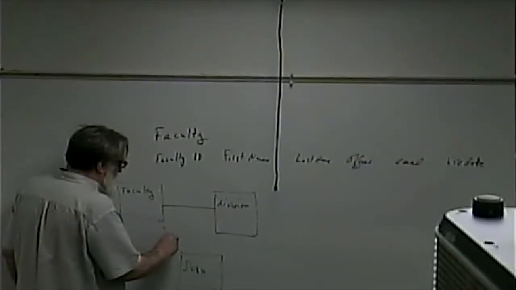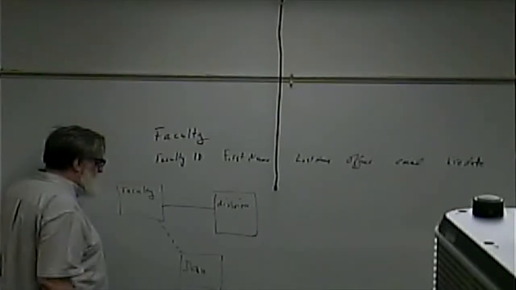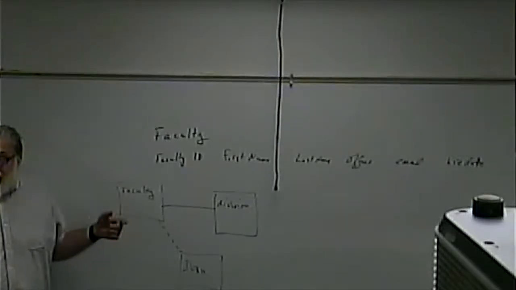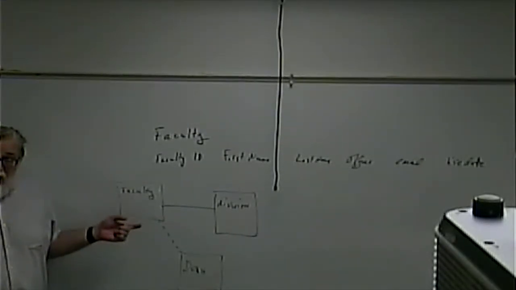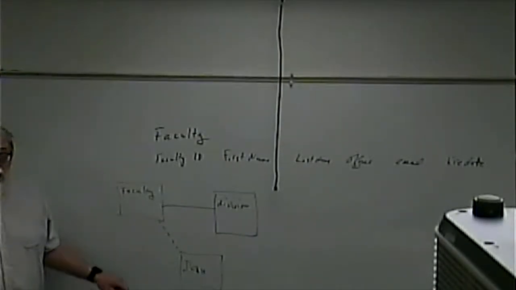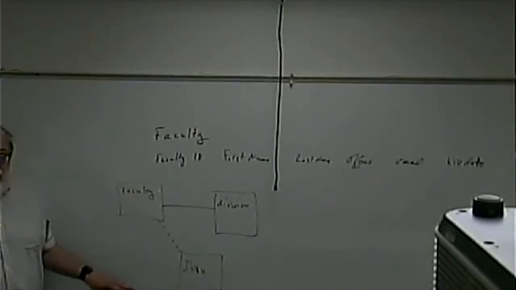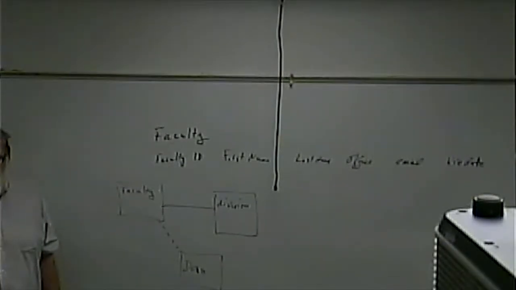I'm going to draw a dotted line there. Faculty, ID, and dean. Because I kind of do, right? There's one person that is my dean. But we're not going to put that in as a relationship, and we'll explain why in a minute. What else is our relationship between? Dean and division.